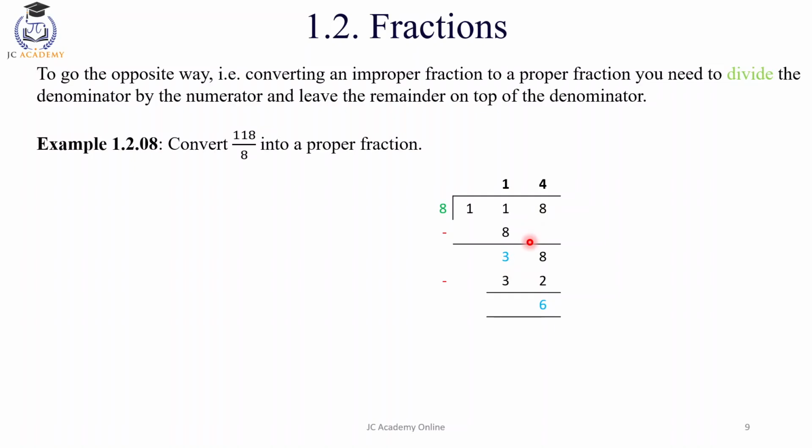Then we bring this 8 down, so we have 38. 8 goes into 38 four times. 8 times 4 is 32. Now 38 minus 32 is equal to 6. We've run out of numbers, so we are left with 14 and a remainder of 6. That means 118 over 8 is equal to 14 and 6/8.